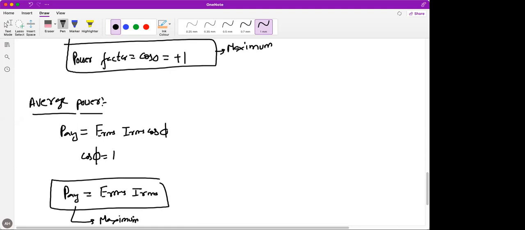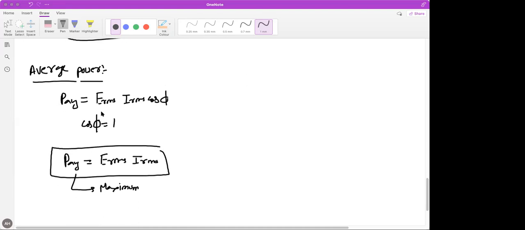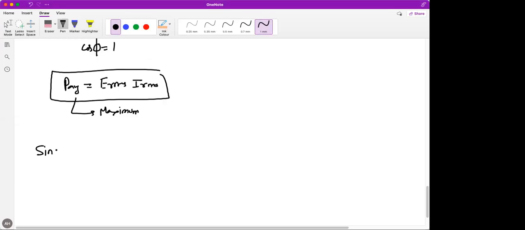The question someone can ask is, when is the power dissipated maximum? This is maximum if EMF and current are in the same phase. This is maximum for a circuit having resistor only. This is the average power. After the average power, he can ask you to draw the sine curve.